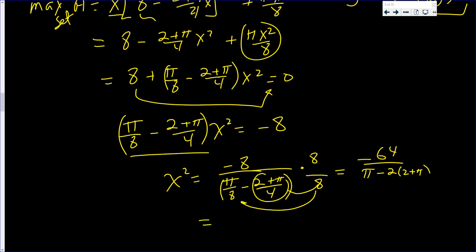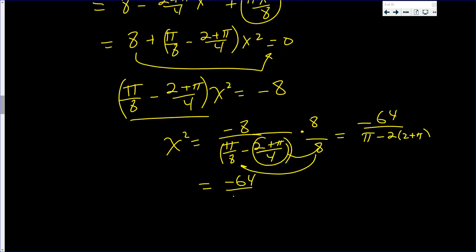Okay, let us clean that up. It's negative 64 over pi minus 4 minus 2 pi. So it's negative 64 over negative 4 plus pi. The negatives cancel out. You get this. Pi plus 4, or 4 plus pi. Okay, that is what x squared equals.